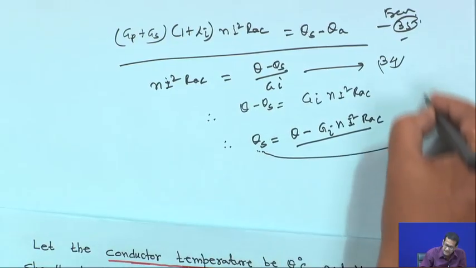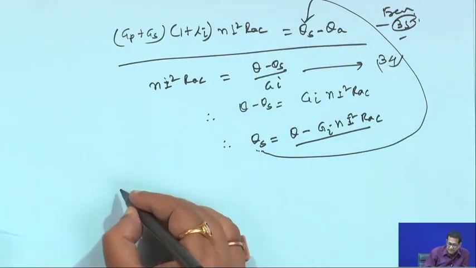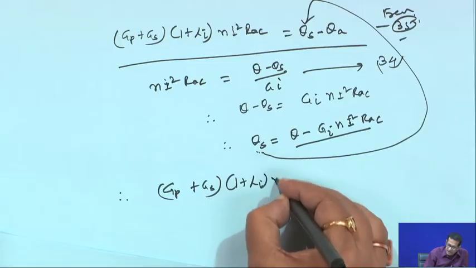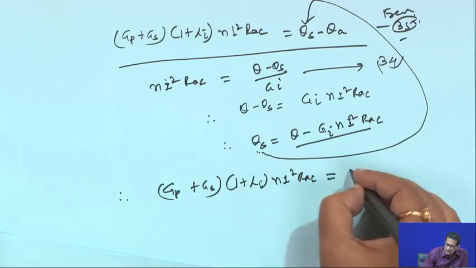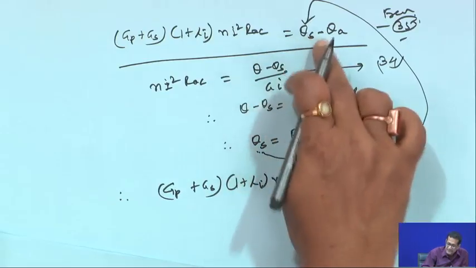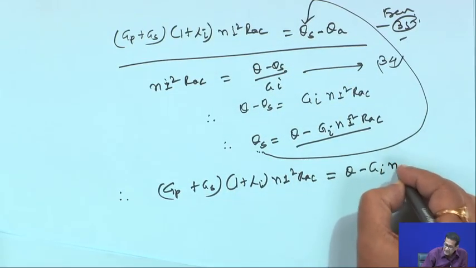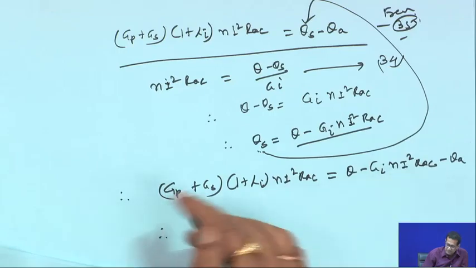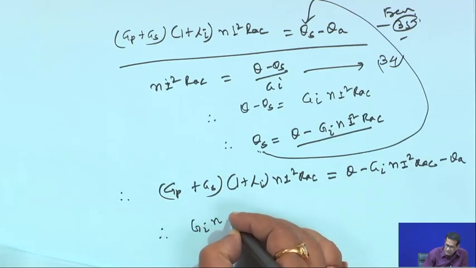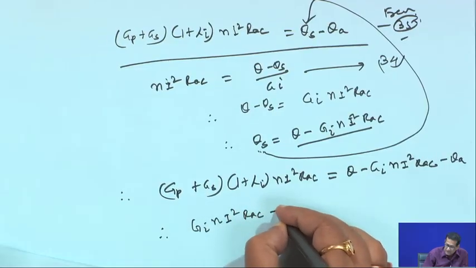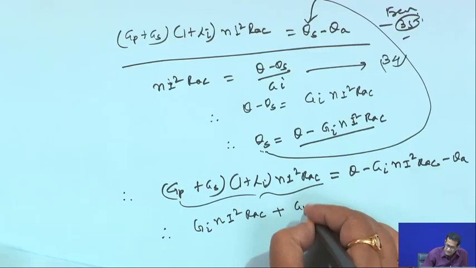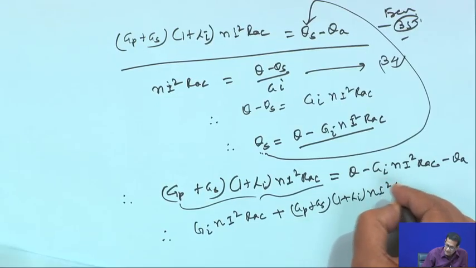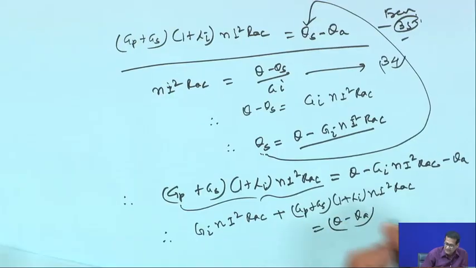This theta s you bring it here. Therefore, Gp plus Gs, then 1 plus lambda I, then n I square RAC is equal to theta, replacing theta s by theta minus Gi n I square RAC, minus theta a. Therefore, this Gi n I square RAC we bring to the left hand side. Therefore, Gi n I square RAC plus all this term, Gp plus Gs, 1 plus lambda I, n I square RAC is equal to theta minus theta a.